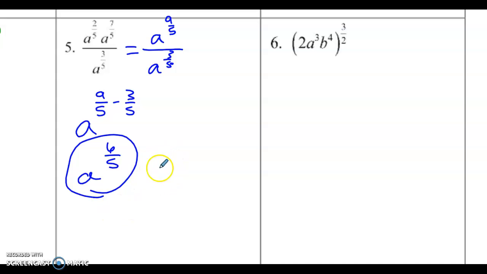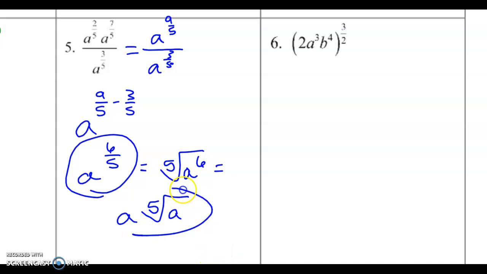If it asks us to put it back into radical form, our index would be 5, so it's the 5th root of a to the 6th. So now I can pull an a out front. A times the 5th root, we're left over with 1. A times the 5th root of a. Either of those would work.